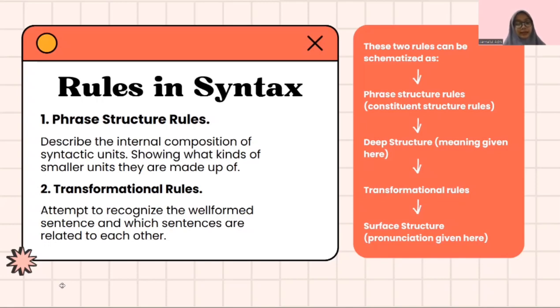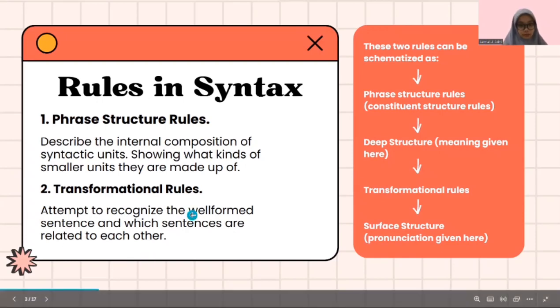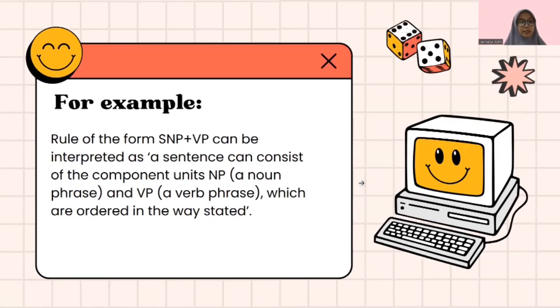These two rules can be schematized as follows. The first is phrase structure rules, or constituent structure rules. Next is deep structure, where the meaning is given. Next is transformational rules. Next is surface structure, where pronunciation is given. The example from this rule is a rule of the form: subject noun phrase and verb phrase, which can be interpreted as a sentence can consist of the component units noun phrase and verb phrase, which are ordered in the way stated.